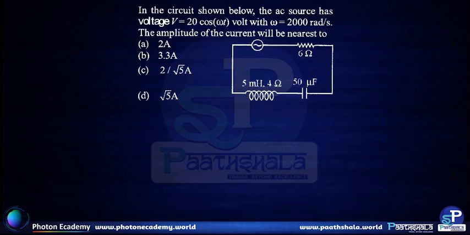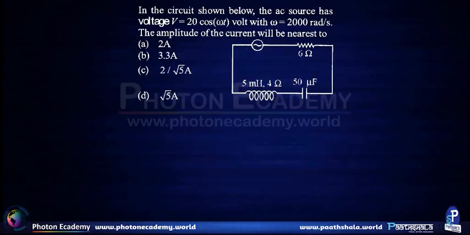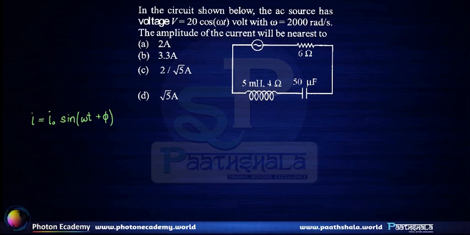We can assume that current flows with the same frequency as the voltage does, which means I is equal to I naught sine of omega t plus phi. Why did I put a plus phi over here? This would be some phase difference, just to denote that current has the same angular frequency but a different phase. Now what is the potential difference across a resistor in this condition?